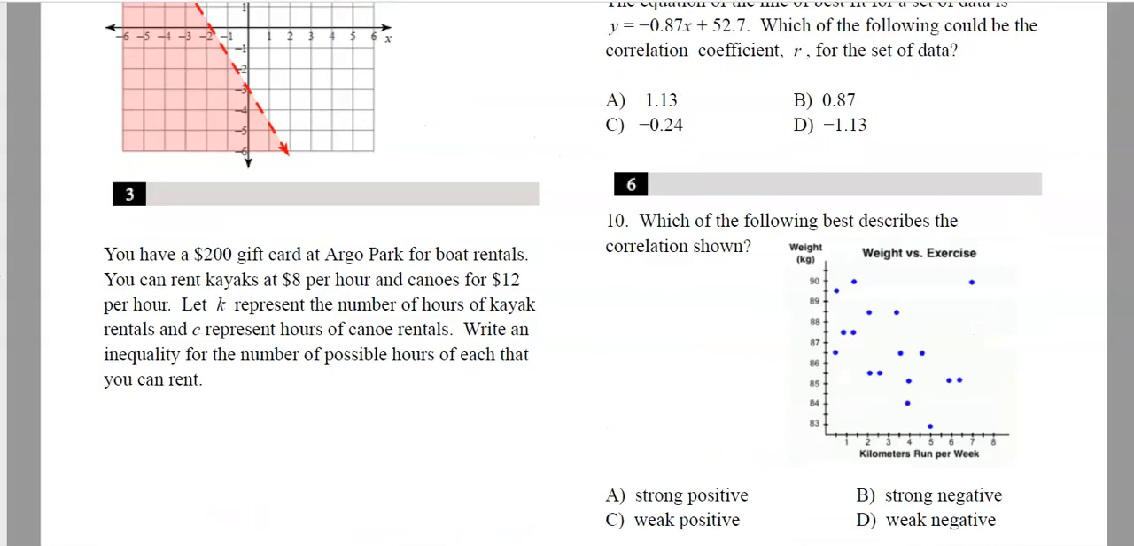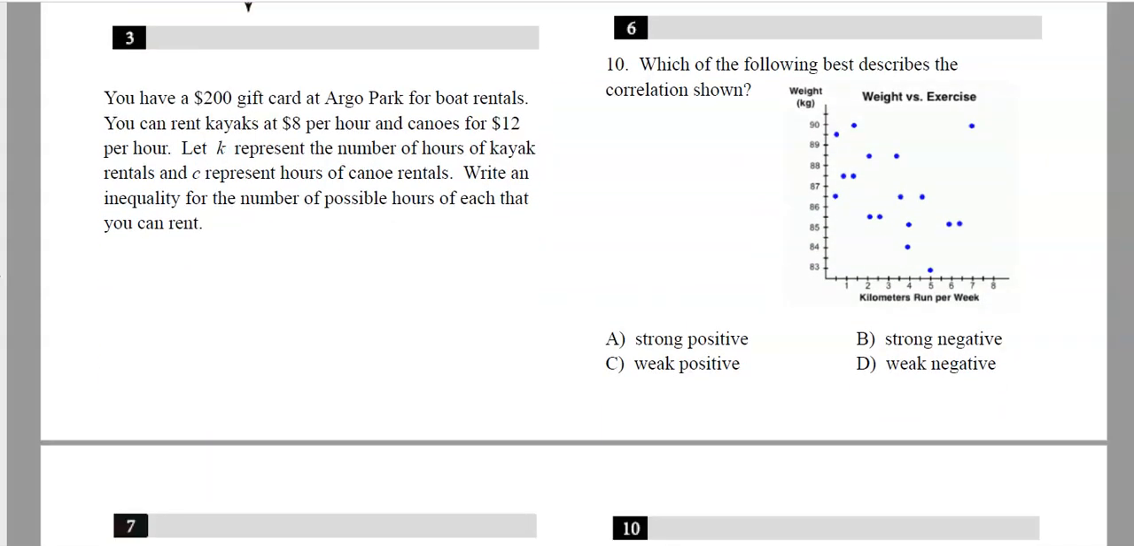All right, moving it down to number 3. I have a story problem here, and all I need to do is write an inequality. So I just need an expression, an equation down here. So I have a $200 gift card to Argo Park. It's down in Ann Arbor if you've ever been there, for boat rentals. You can rent kayaks at $8 per hour.